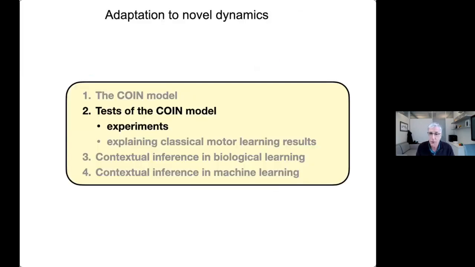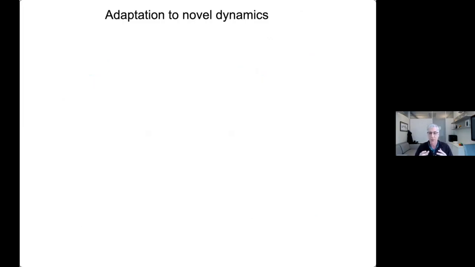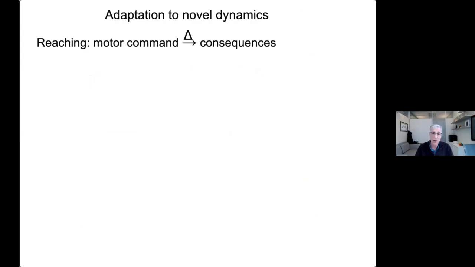So, okay, and what I want to do is now show you some tests of the coin model. And we need to find some sort of data sets which make interesting and maybe counterintuitive predictions. So I'm going to tell you about experiments we do in motor learning. And since we're interested in adaptation, the way we study that is to ask how do people adapt to novel dynamics. And so to do that, we typically ask people to reach, where we basically change the relationship between their motor commands and their consequences by applying different dynamics to them.